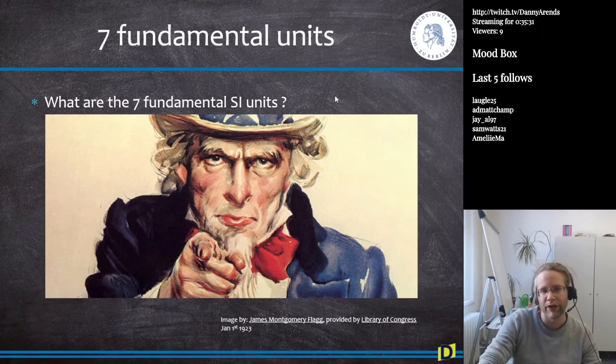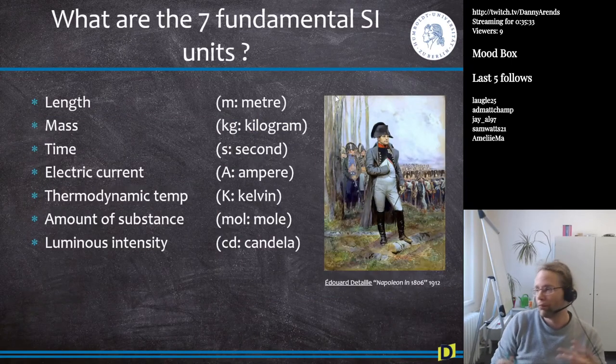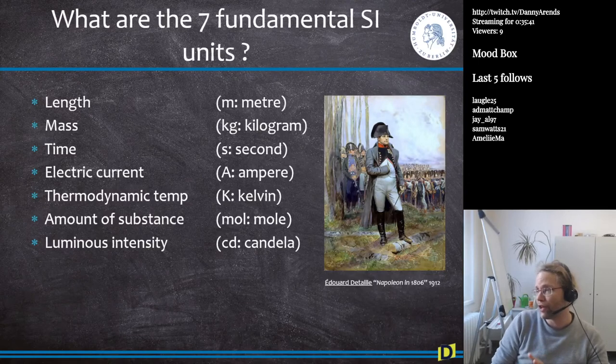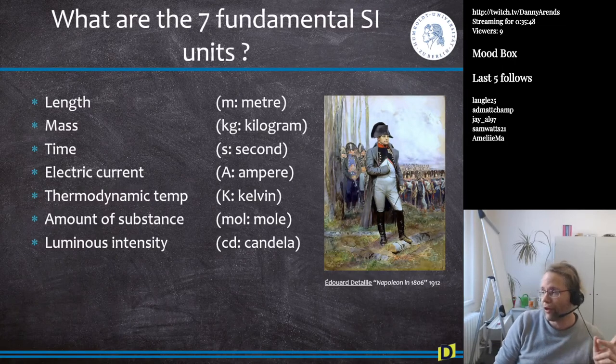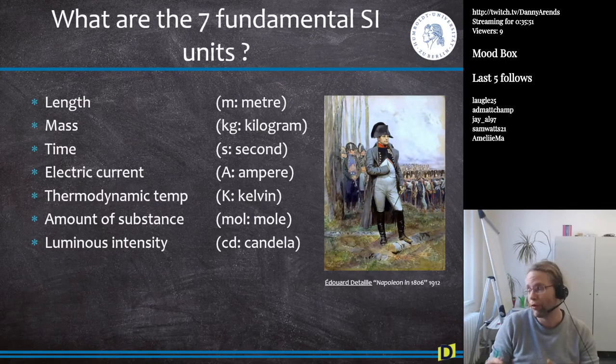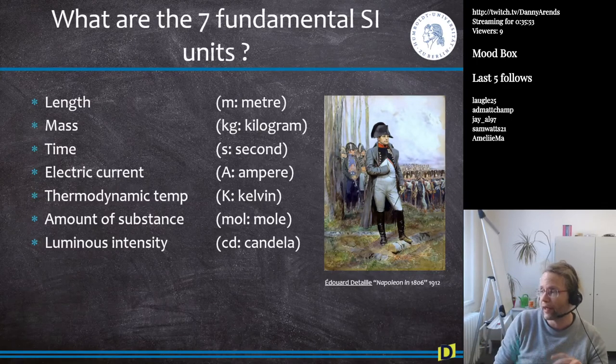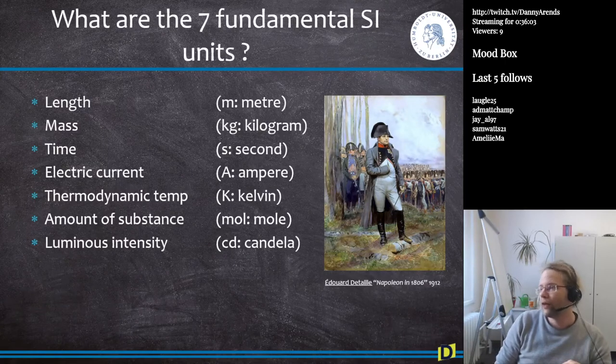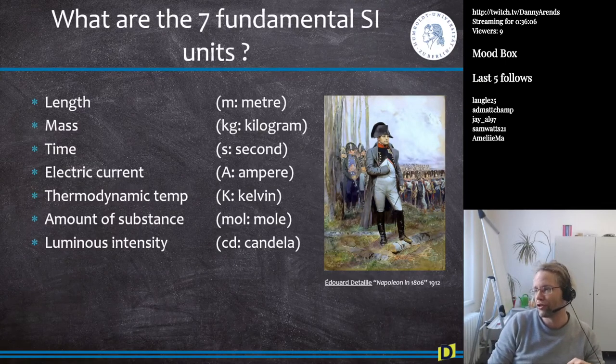I'm just going to show you the rest. So we have length, which is measured in mètre, not meter, like the English one. We have mass, which is measured in kilograms. We have time, which is measured in seconds. We have electric current, measured in ampere. We have thermodynamic temperature, which is of course measured in Kelvin, because that's always based on the absolute zero, where atoms do not move. Then we have the amount of substance, which is measured in mole. And we have luminous intensity, which is measured in candela.